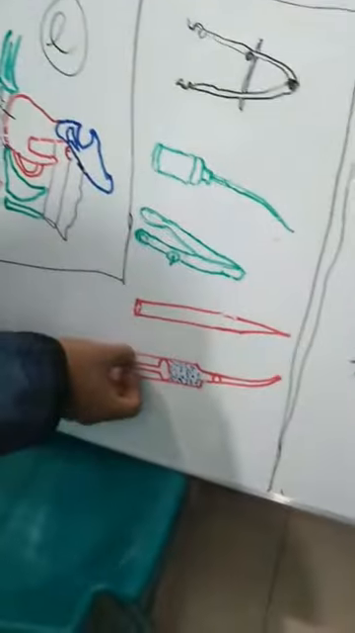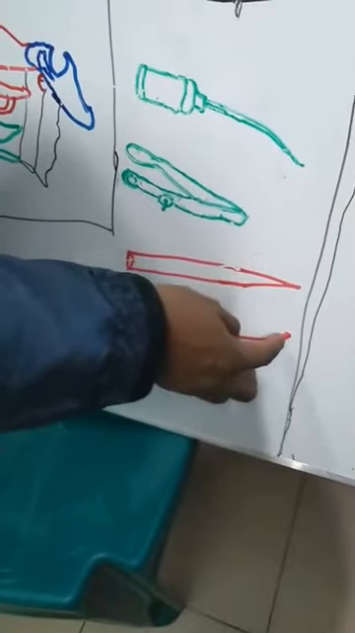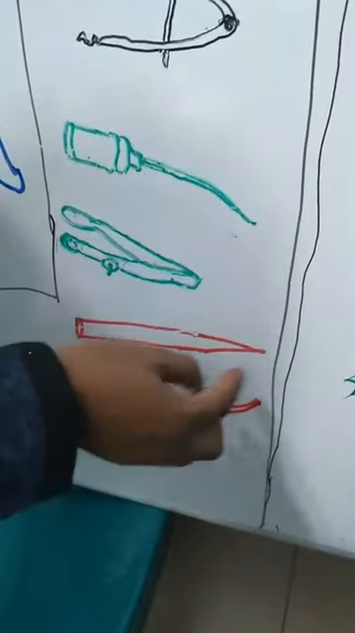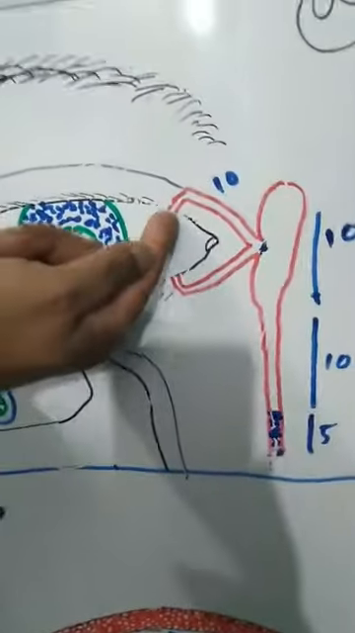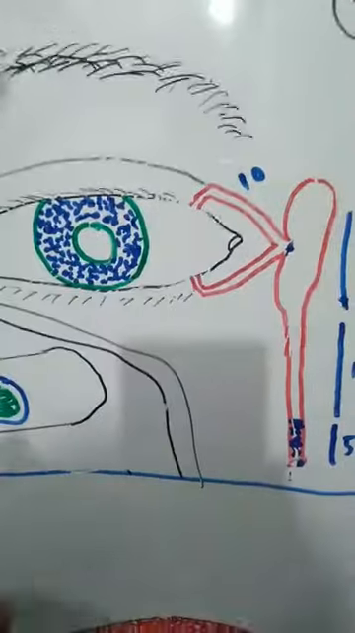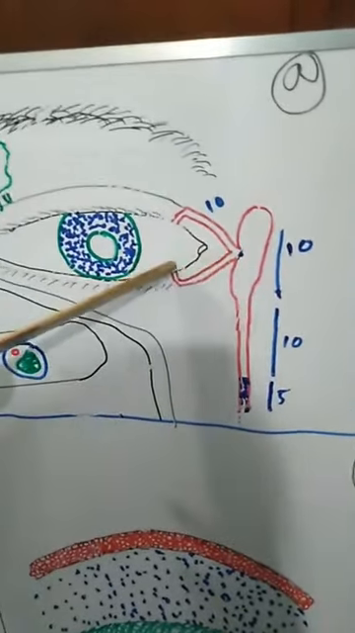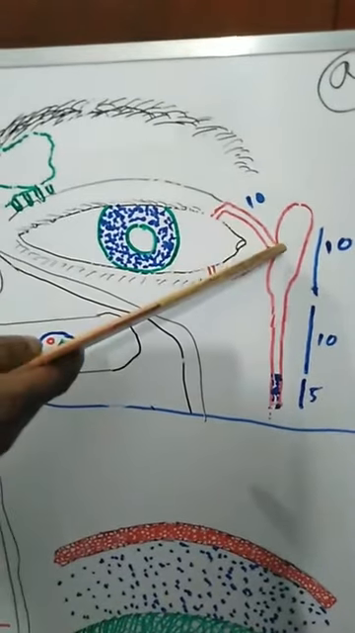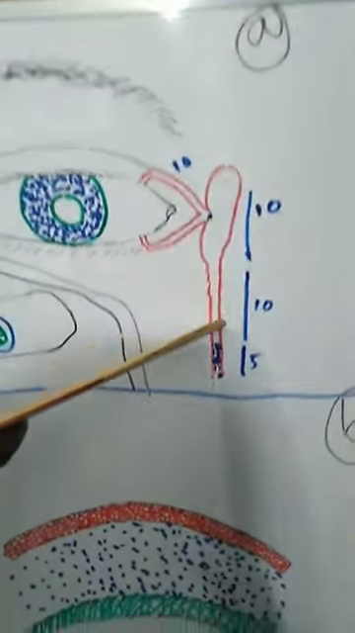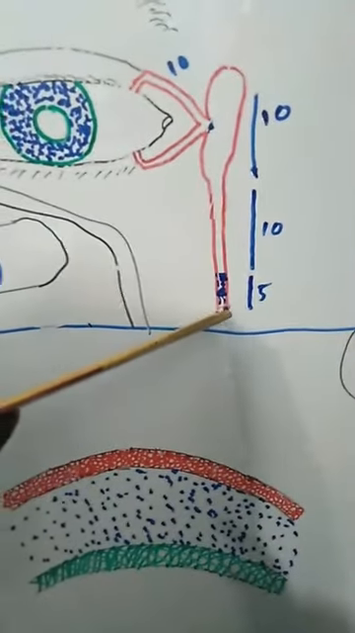Then this syringe is taken filled with normal saline. The tip of the lacrimal cannula is introduced through the punctum. Then the normal saline is pushed or syringed, and it goes through the upper canaliculus, then the common canaliculus, lacrimal sac, nasolacrimal duct, and this water goes towards the inferior meatus of the lateral wall of the nose.